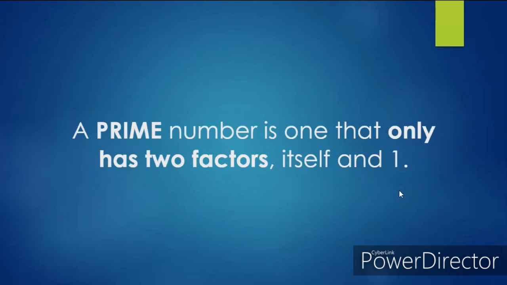Now, what is a prime number? A prime number is one that only has 2 factors, itself and 1. As some will say, a prime number is a number that can only be divided by itself and 1, or is divisible by itself and 1 only. That is true. So it only has 2 factors, that number itself and 1. That is what a prime number is.